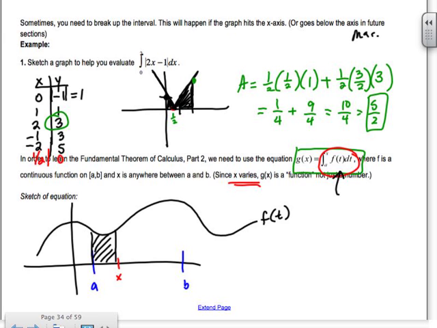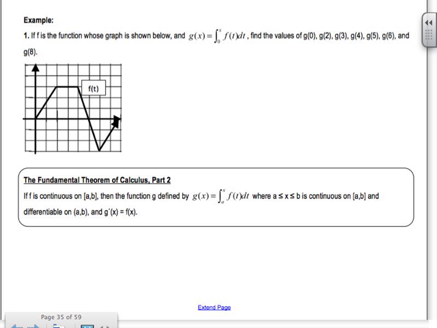Yeah. So x is going to vary, so g of x is going to be that new function, which is just the areas. So it's all these different numbers that you get from the area as x changes. Very strange. I think I have an example. So number 1, so if f is the function whose graph is shown below, so that's f of t, and g of x is represented by the integral from 0 to x of f of t dt. Find the values of g of 0, g of 2, g of 3, g of 4, g of 5, g of 6, and g of 8.